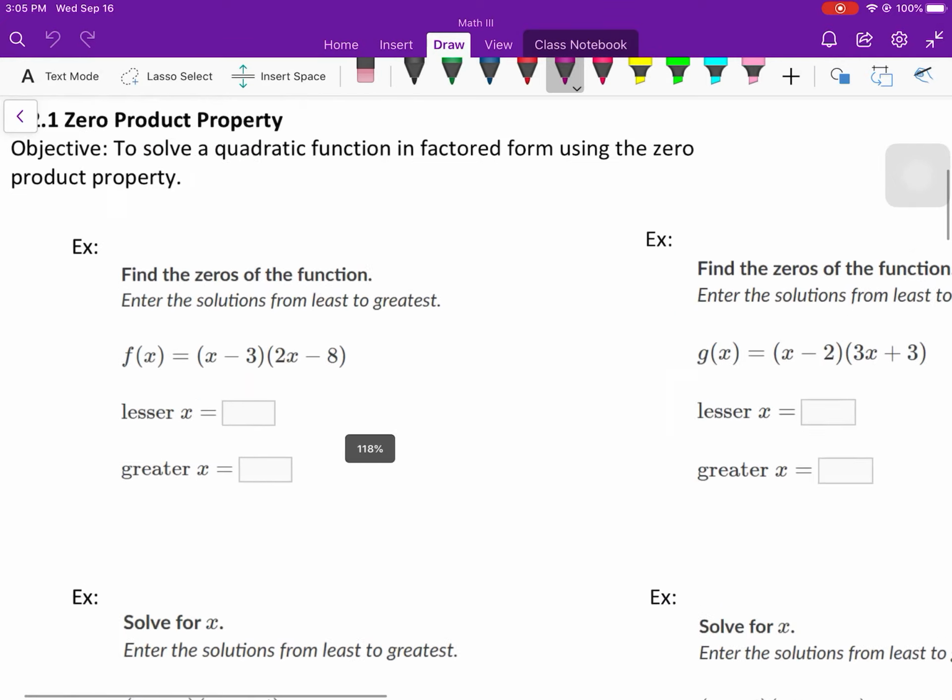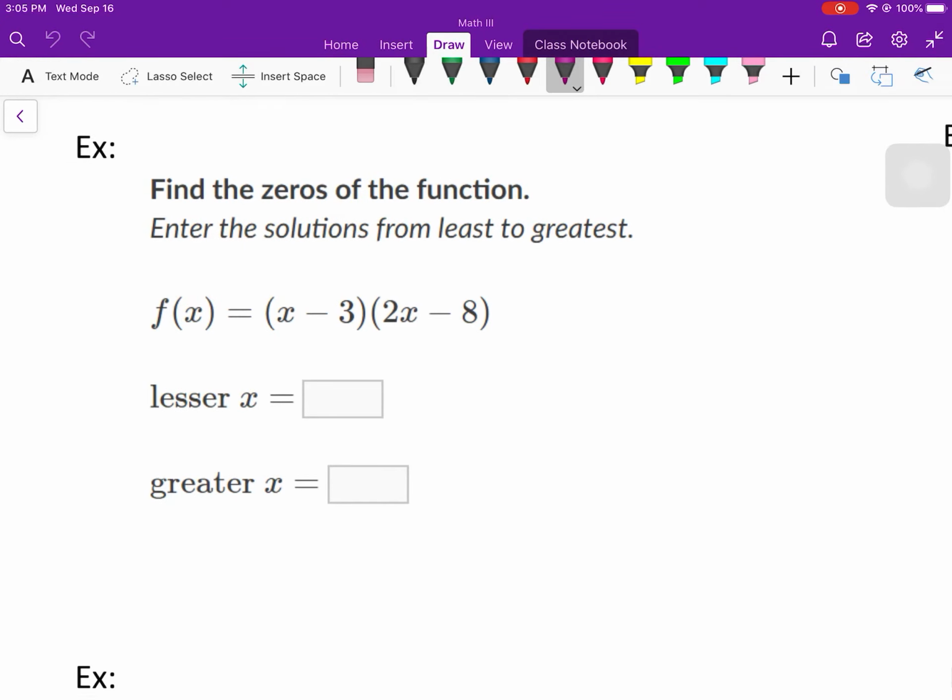So that's the zero product property. Let's look at a couple easy ones. If we want to find the zeros of the function, let me just take this function here, set it equal to 0. And factored form highlights the zeros. Let me tell you why. You've got to think what value of x would make everything 0.